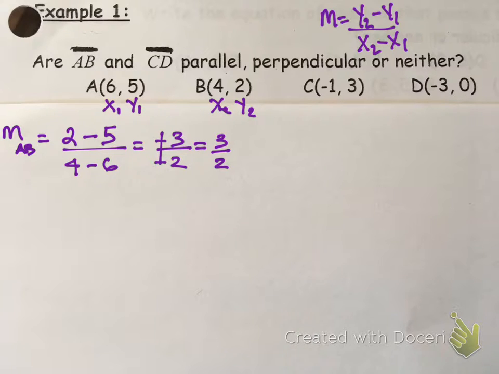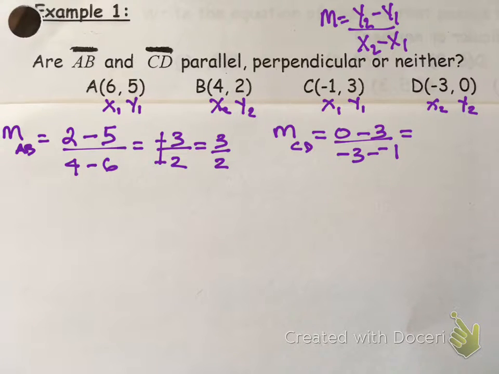Now we need to find the slope of segment CD. And how do we find the slope of segment CD? Well, first we label point C, x1, y1, and point D, x2, y2. Now we plug that into our formula. y2, which is 0, minus y1, which is 3, divided by x2, which is -3, minus x1, which is -1.